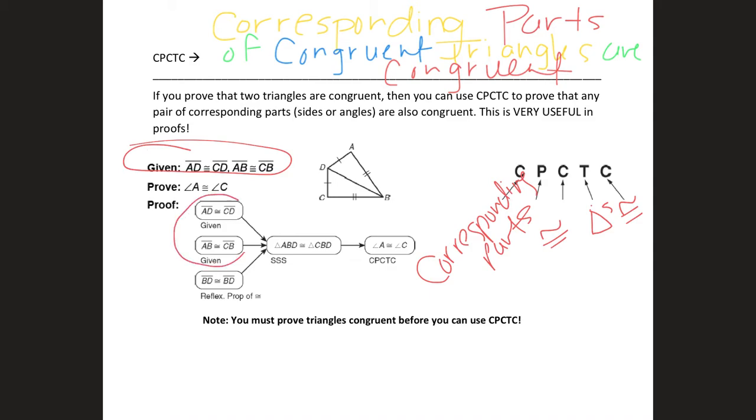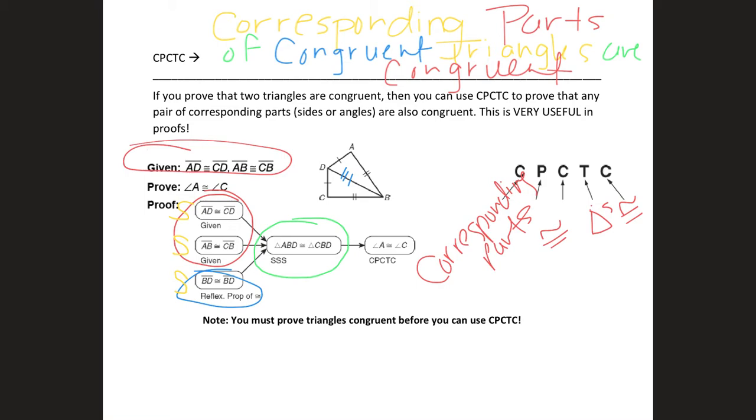And you can see those right here at the first row of our flowchart proof. And then what we didn't have given, but we can get it from the diagram, is that this side is equal to itself by the reflexive property. So right here, we have our 3 parts. We have a pair of sides, and another pair of sides. And so we concluded then that the 2 triangles are congruent by side, side, side.